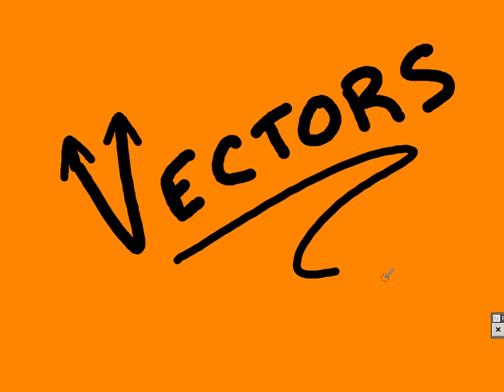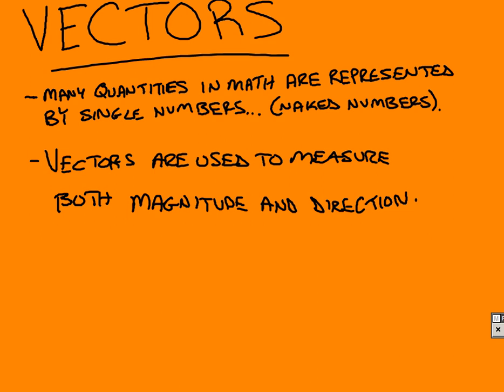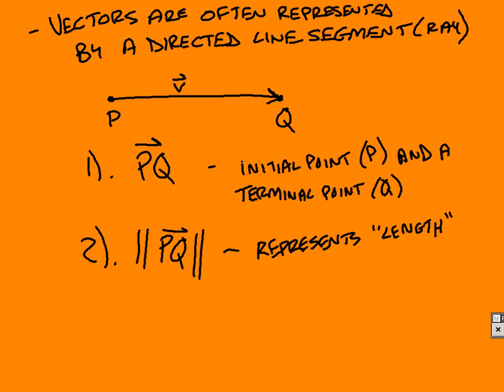We're looking at a brief introduction to vectors today. Vectors give us not only a numerical quantity, but also a direction as well. So we're going to look at both magnitude and direction for all these problems. And that's really important because naked numbers are not good.